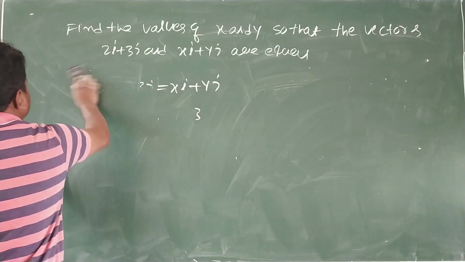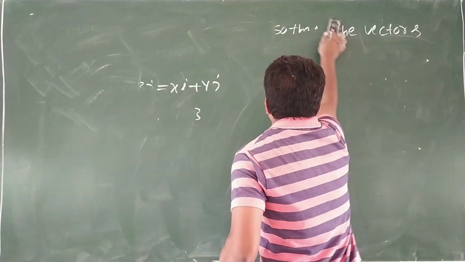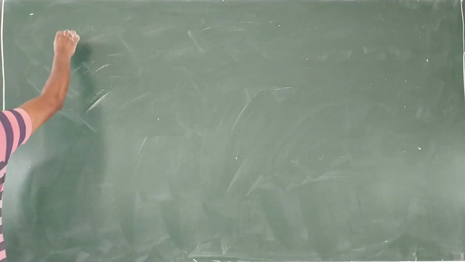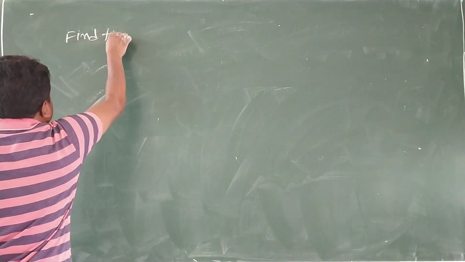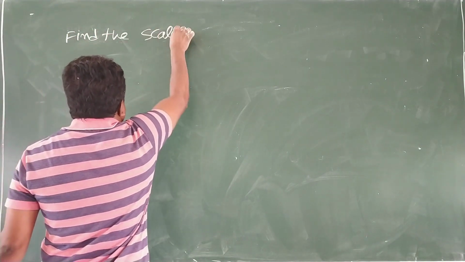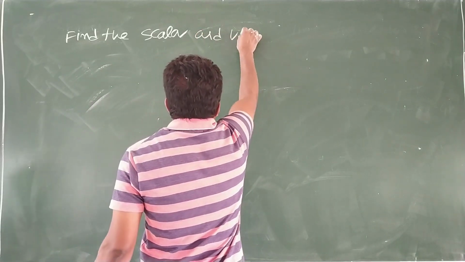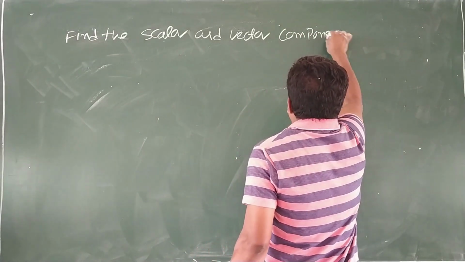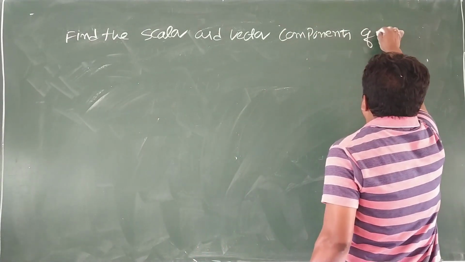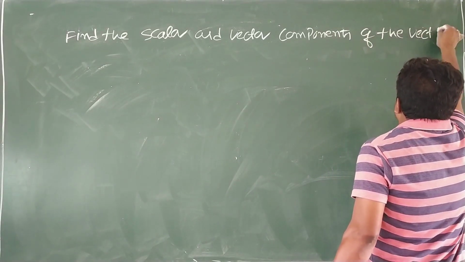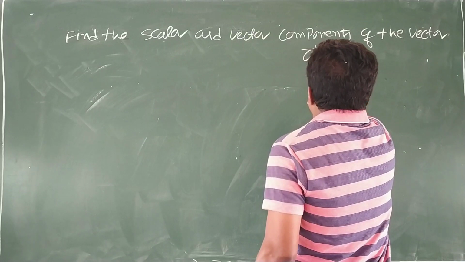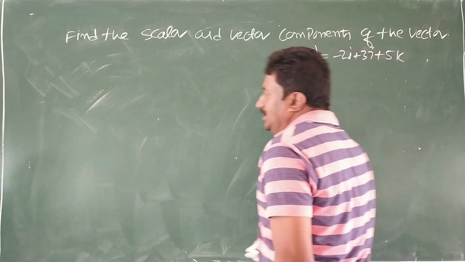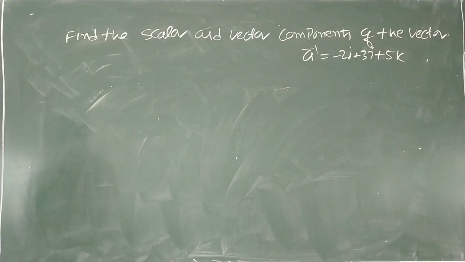Let's go for one more question. Find the scalar and vector components of the vector A equals minus 2i plus 3j plus 5k. Here it is asked to write scalar and vector components.